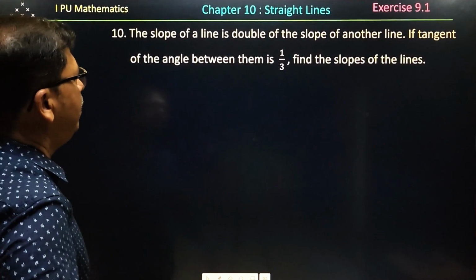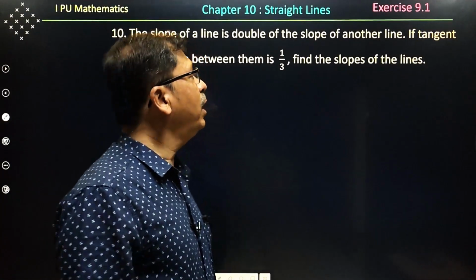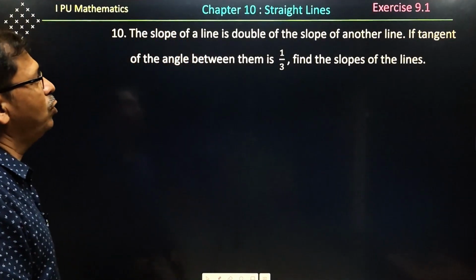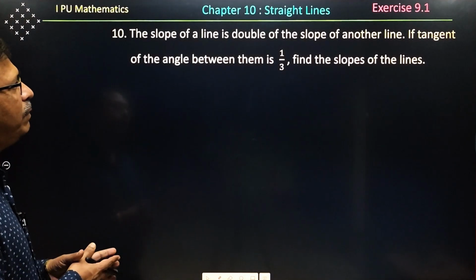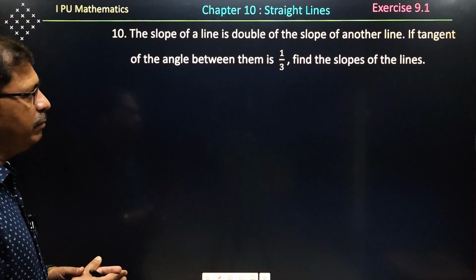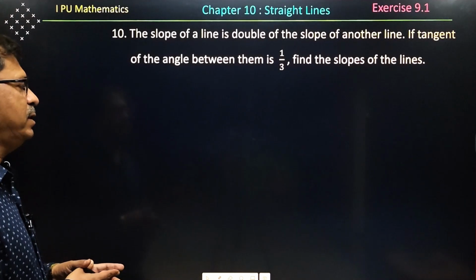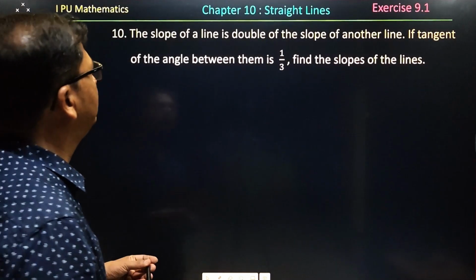See, the slope of a line is double the slope of another line. If the tangent of the angle between the two is 1/3, find the slopes of the lines m1, m2. You need to find it.